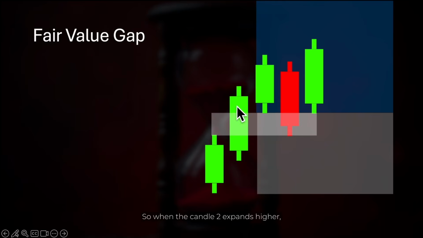So when candle 2 expands higher, you must understand that there's no sell side which is being offered when the market expands above this high. Therefore, we are monitoring whether or not the market is going to retrace into the fair value gap which is being established right here. We see that retracement taking place, and when that retracement occurs, that's a potential buying opportunity inside of a bullish fair value gap with our stop loss being placed below candle 1's low.